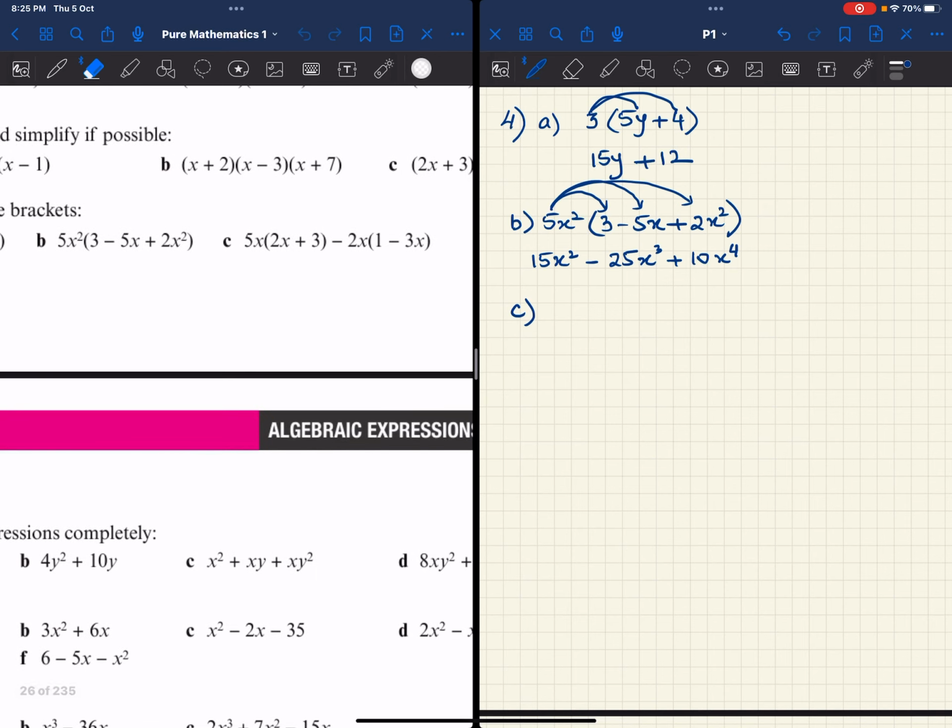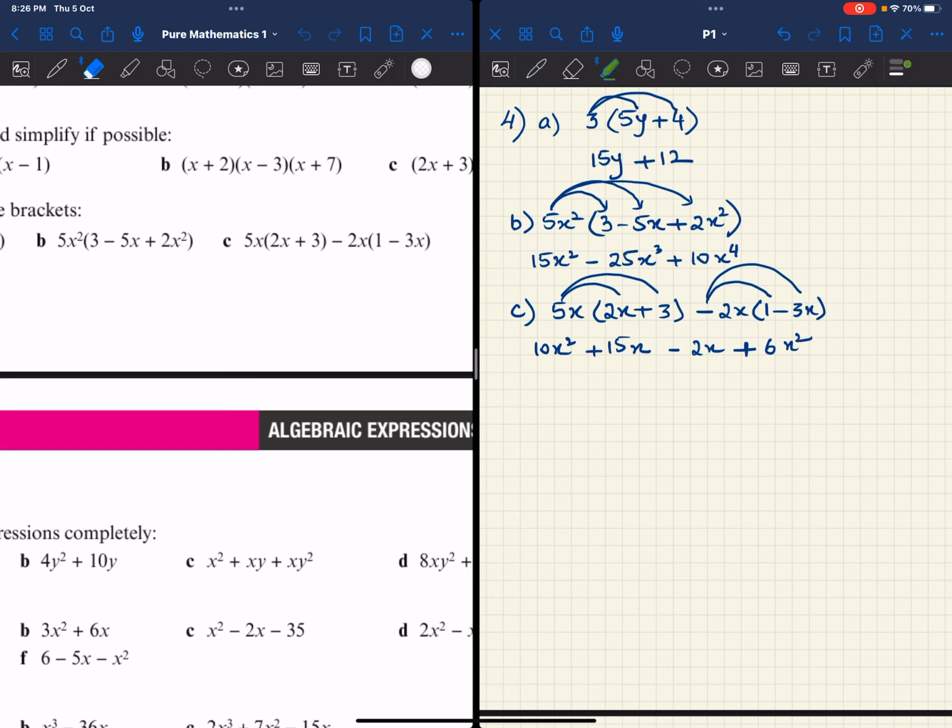Question C. 5x into 2x plus 3 minus 2x into 1 minus 3x. So 5 into 2 gives us 10x squared. We have x and x on both sides. And 5x into 3 gives us 15x, 5 3s are 15. Then minus 2x times 1 gives us negative 2x. And minus 2x times negative 3x gives us positive 6x squared.